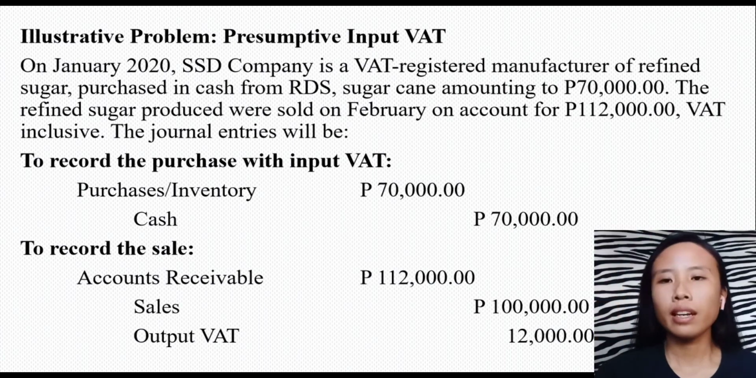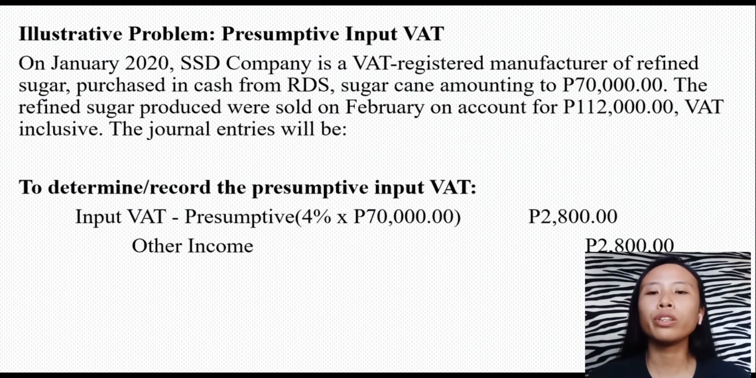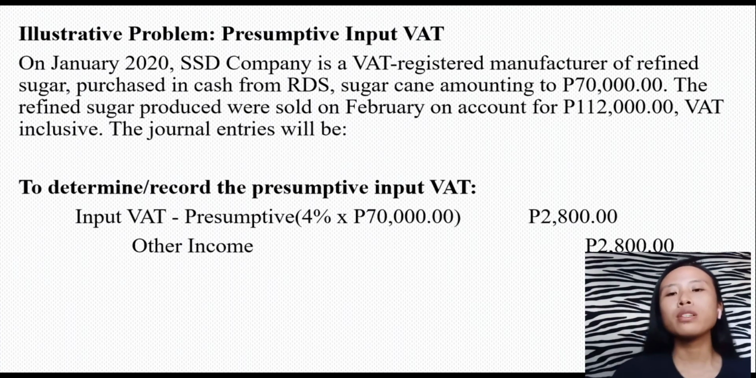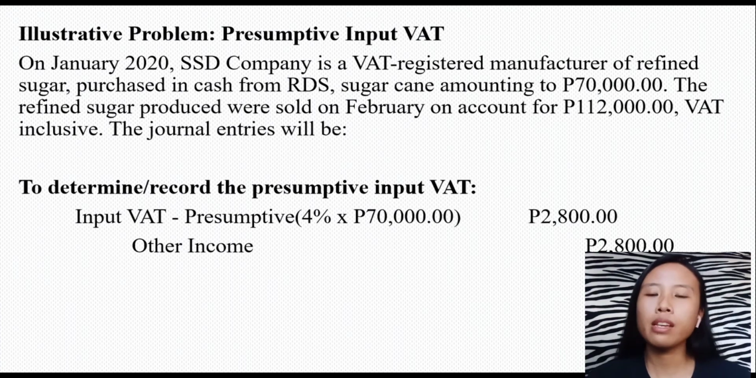To record the sale, it's the same as the other cases. Now to determine and record the presumptive input VAT, we debit input VAT, which is presumptive, 4% multiplied by 70,000, that's 2,800. And then other income is credited 2,800.